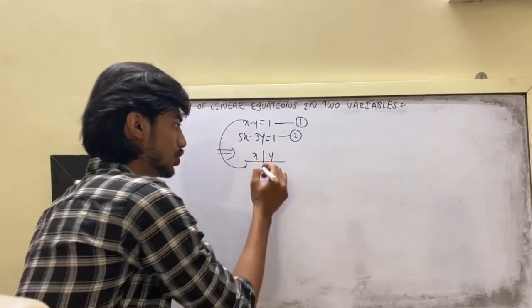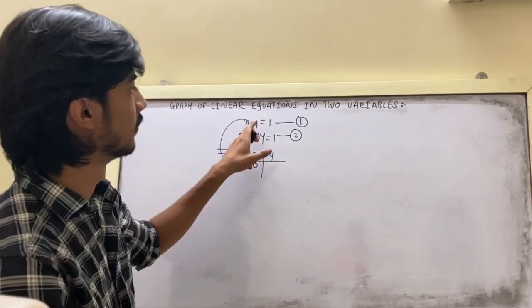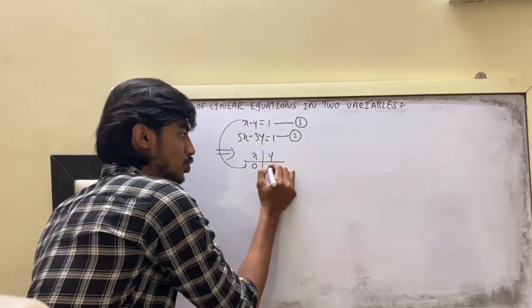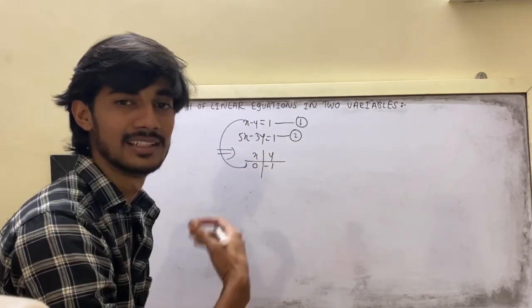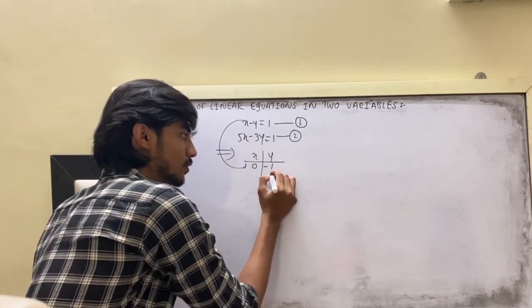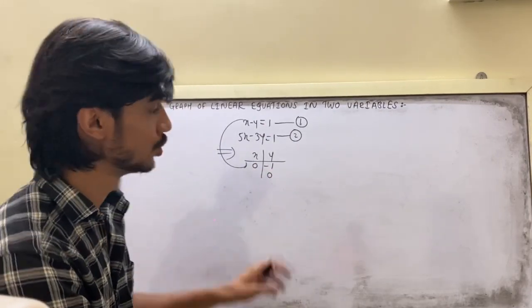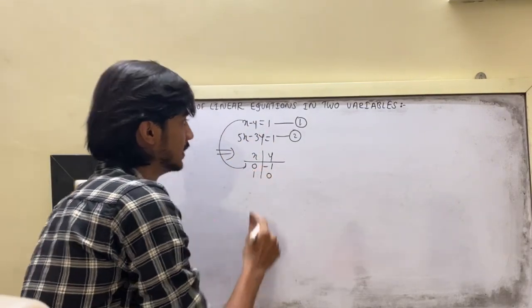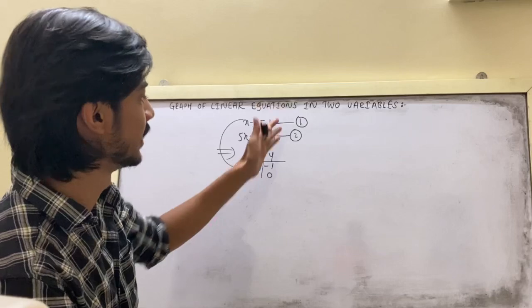Take x equals 0. Then we get minus y is equal to 1, that means y is equal to minus 1. And in the second step, take y equals 0. Then we get x equals 1. This is for your equation number 1.